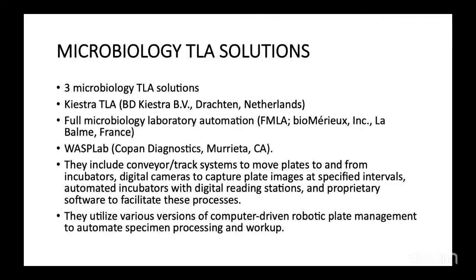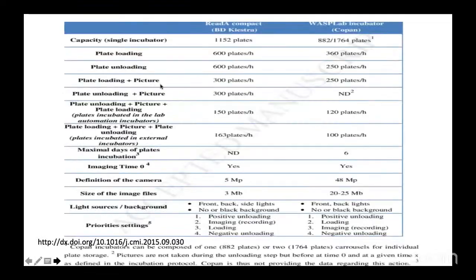There are currently 3 total lab solutions available. One is FMLA, then Kystra, which I've already talked about, and the WASP lab. These have robotic arms, conveyor track systems, they capture images, and they have computer-driven robotic plate management. Initially, I told you about the differences in their systems. Here it is about the loading.